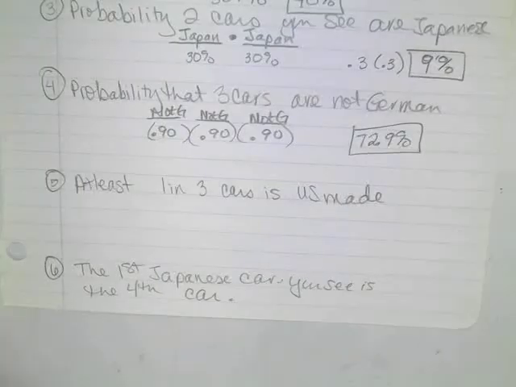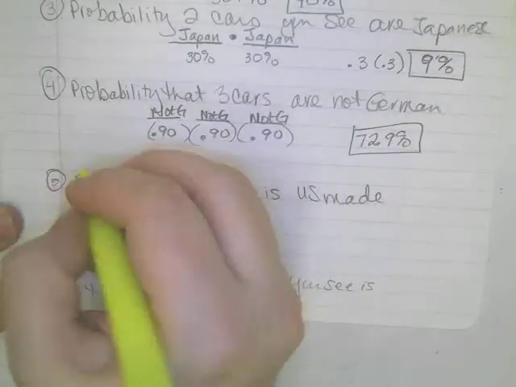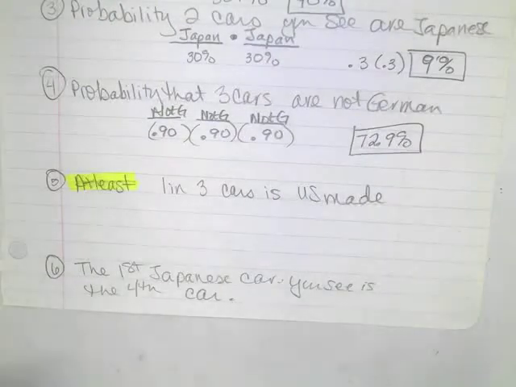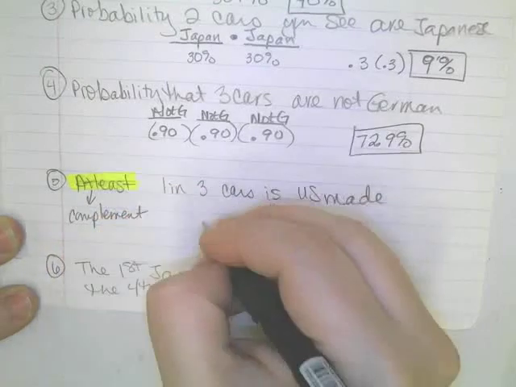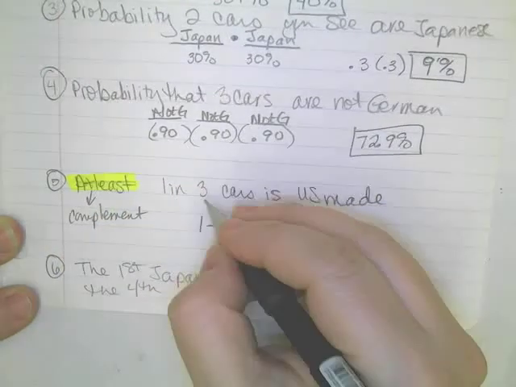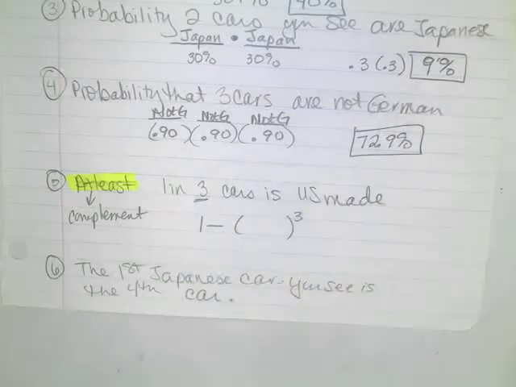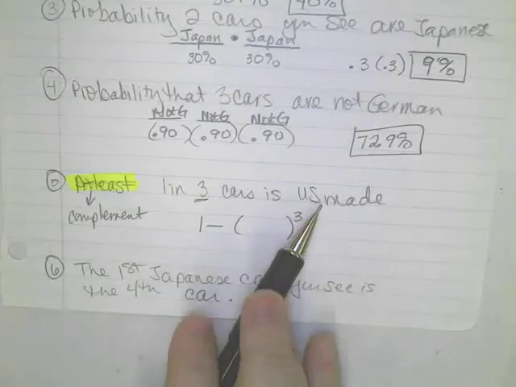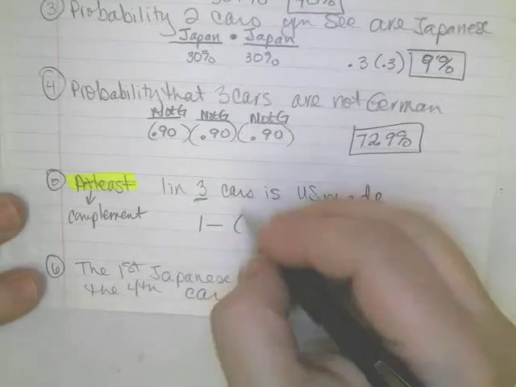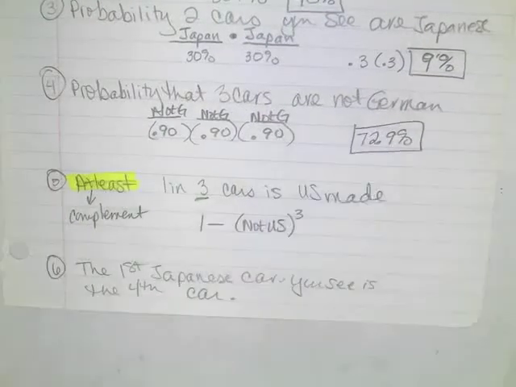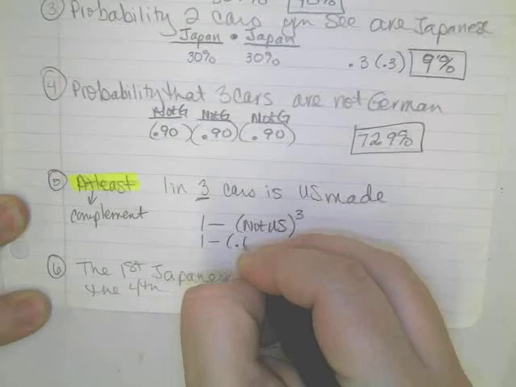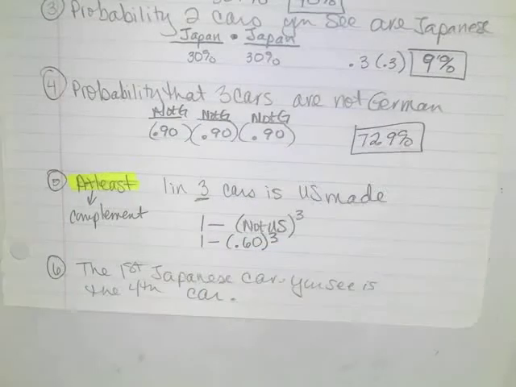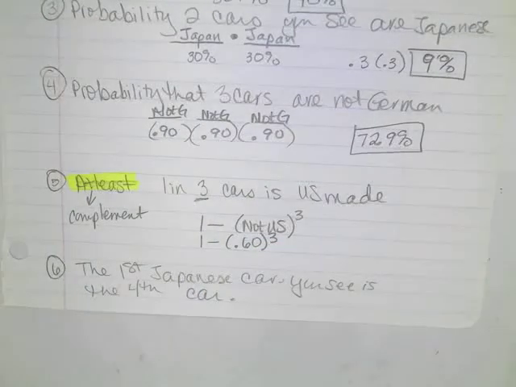All right, the next one's probably one of the trickier ones you're going to have, and it's this word at least. At least is a hint for you to do the complement. So it's going to be 1 minus what I don't want raised to the third, because there's 3 cars. So I'm looking for U.S.-made cars, so what I don't want is not U.S. Okay? Well, U.S. is 40%, so not U.S. is 60%, so it's going to be 1 minus 60% to the third, and again, it's to the third because it's 3 cars. And so when you plug that in the calculator, it's 78.4%.